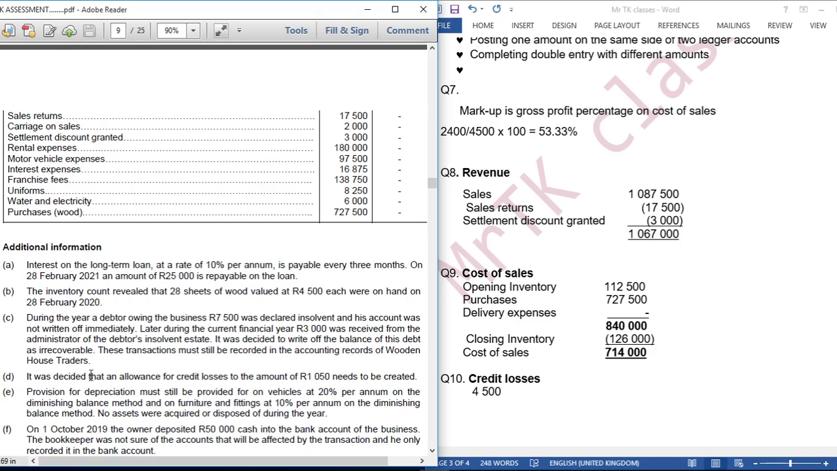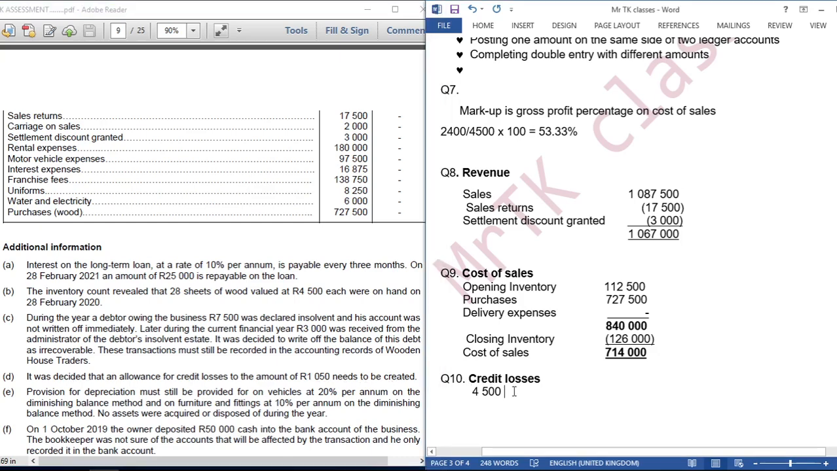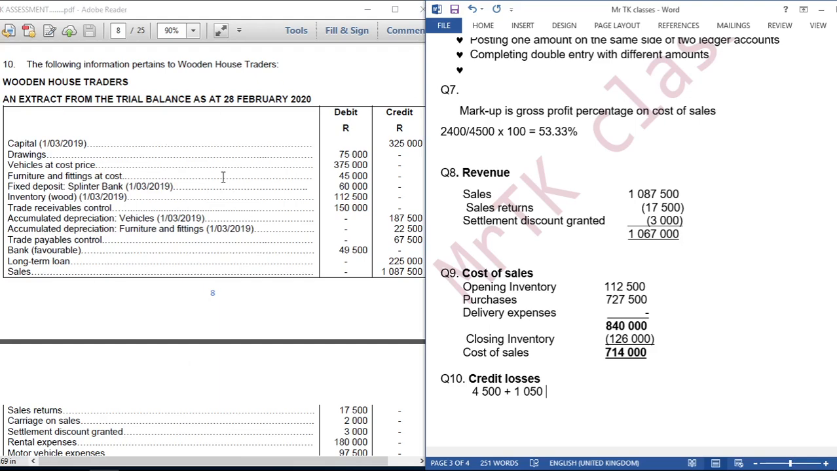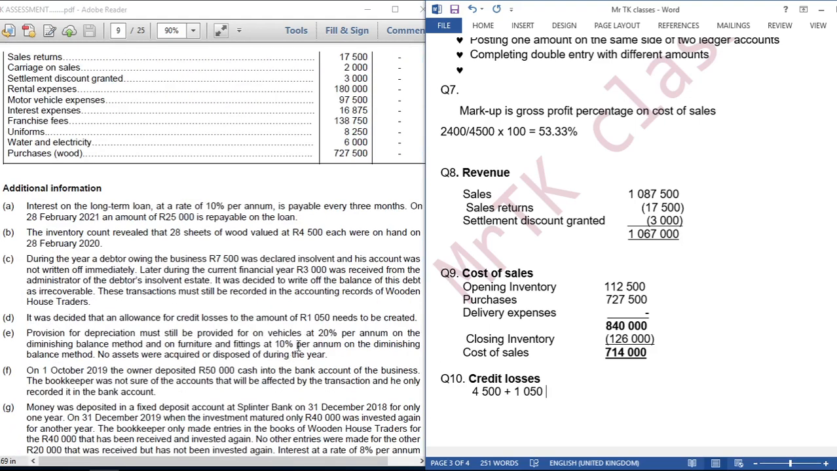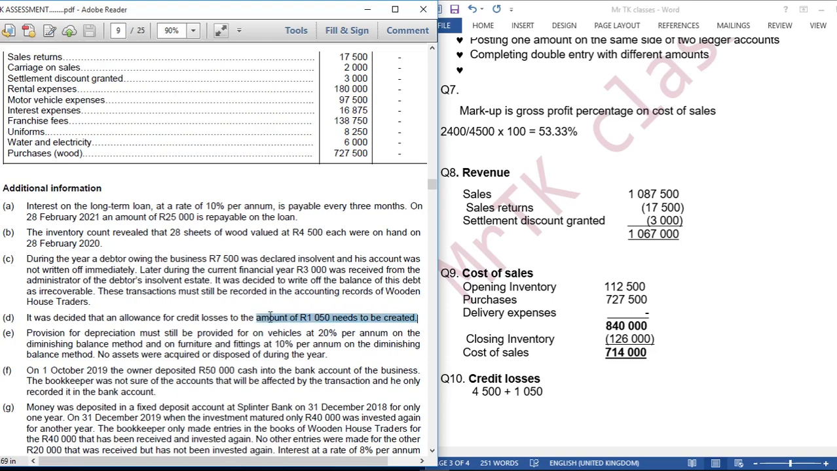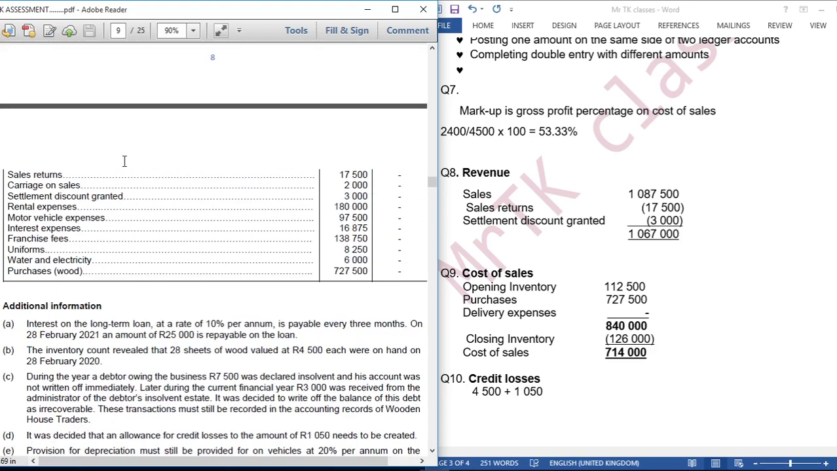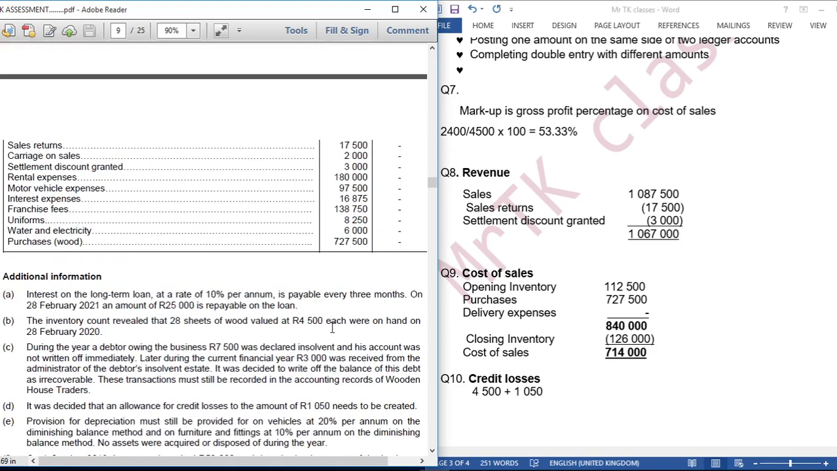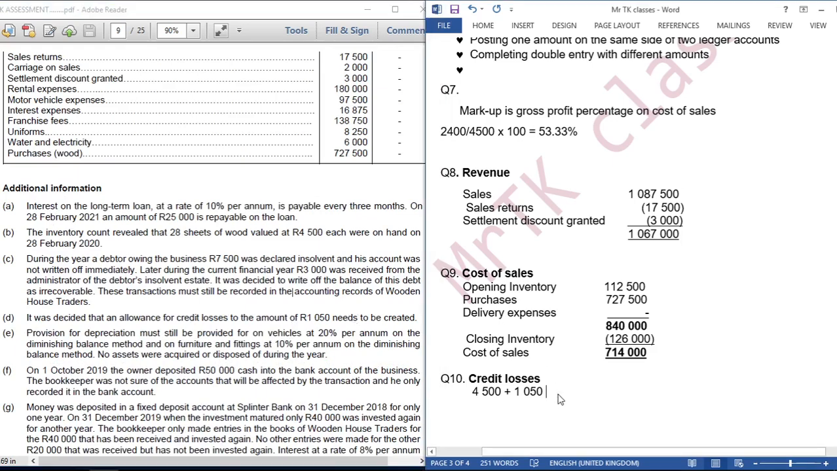All right. It was decided that an allowance for credit losses to the amount of 1,050 needs to be created. In some instances you see allowance for credit losses here, and you will see the amount that it will be adjusted to. This one in this question we don't have here. Why? Because it is the year of creation. This is when it was created. That's why we don't have anything at the beginning. We just have this. So we are going to add this.